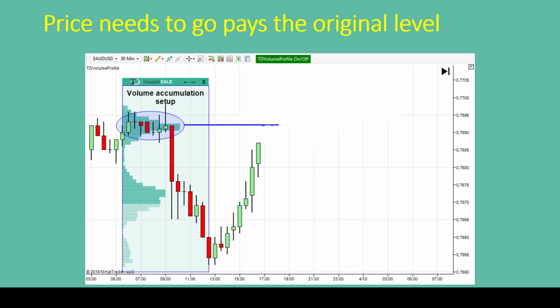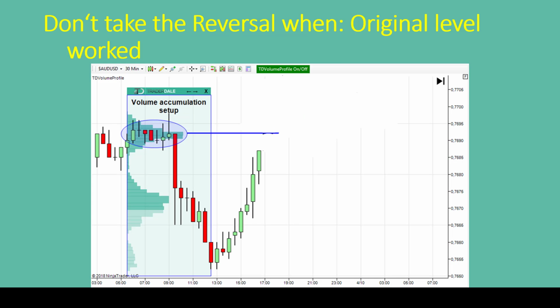Alright, so this is the rule number 1. I already mentioned it, but let me repeat it so you have a complete set of rules. So this is a strong volume-based level, and this is a price action. Imagine that the price goes past the level. The price needs to go past the original level. And then it returns, and only then you can take the reversal trade. That's rule number 1.